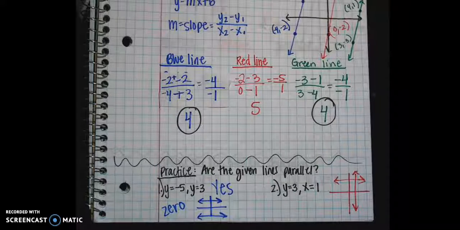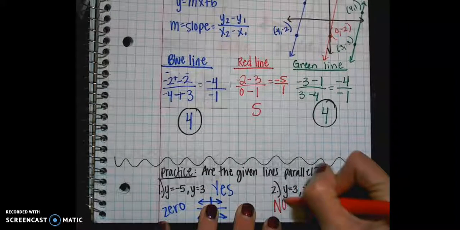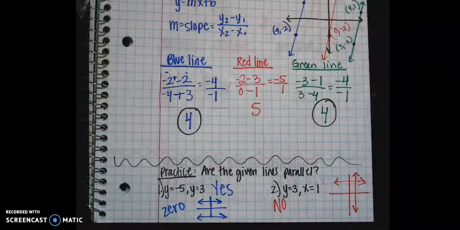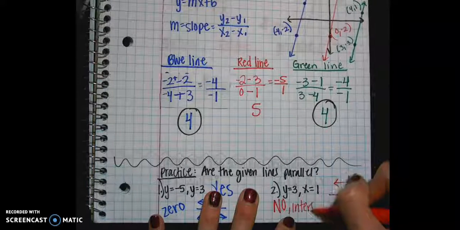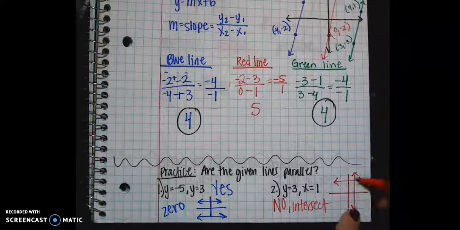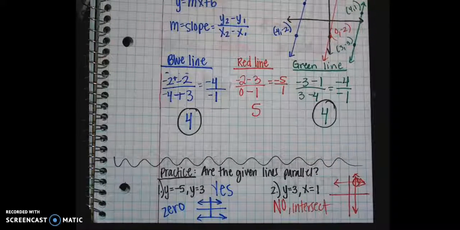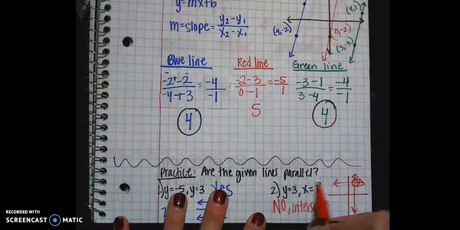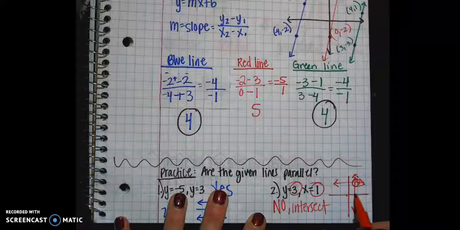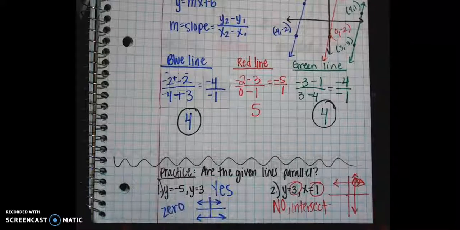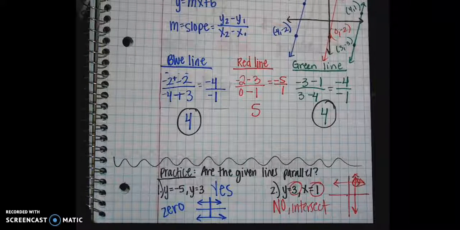Right now, you should be able to tell me, no, those lines are not parallel because they intersect. And guys, intersect means where do the two lines hit? And actually, you can see that the lines hit at 1, 3, because the x's are all at 1 and the y's are all at 3. So that's how you know that that is not parallel.